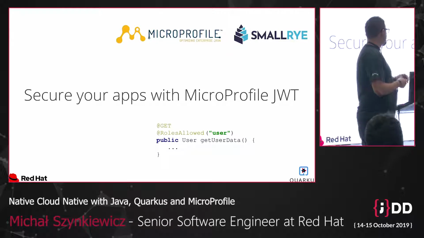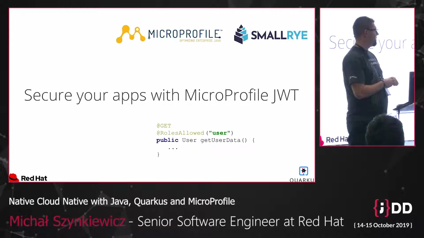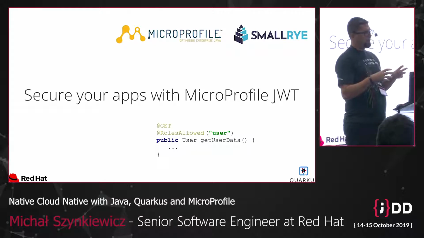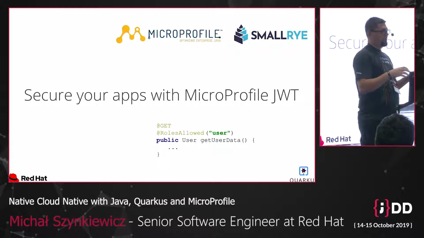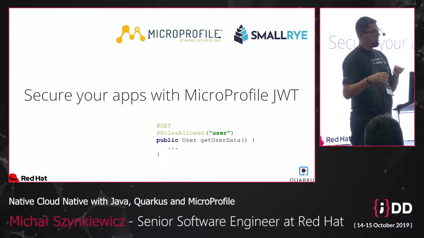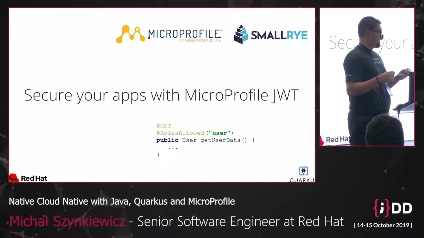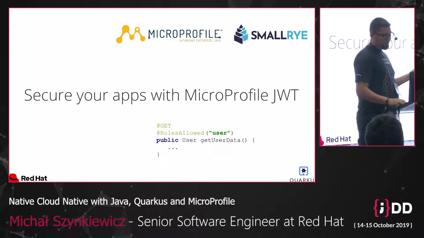With MicroProfile, you can also secure your applications with MicroProfile JWT. JWT is for JSON Web Token, which is a solution in which you can send a token that is signed by the trusted authority together with a request, and then all the applications that will handle the request will be able to verify the token by just checking the signature, and will be able to unpack, for example, user roles from the token, and won't have to go to the authentication server for that.